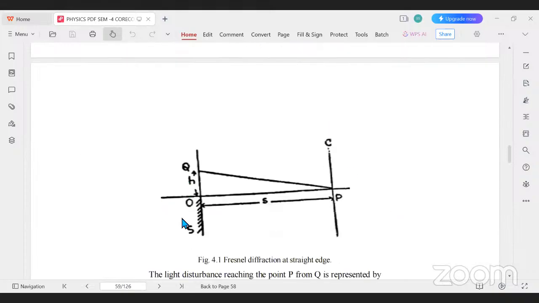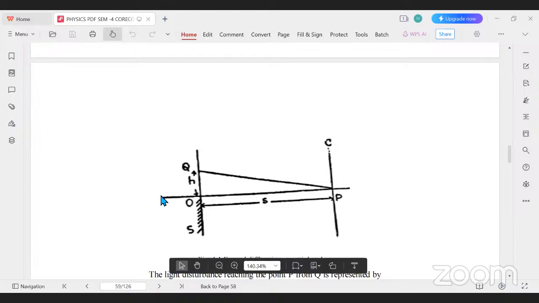So here O and Q and S are there. This is the edge. So we can find a straight line at the edge, right? P is nothing but the observation point. S is nothing but the source. When the light falls on a material, in Fresnel diffraction at a straight edge, it is falling directly on the straight edge.